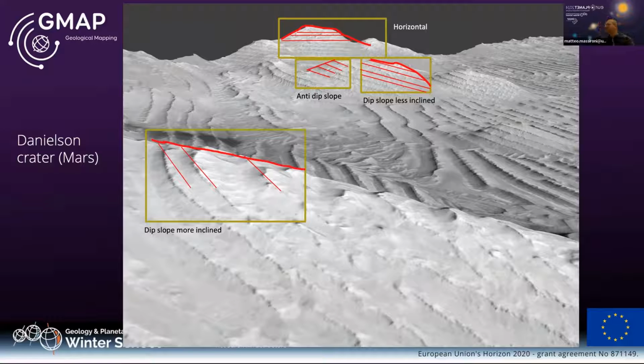And it is even clear here from the picture that we may have a kind of angular unconformity between this part with the horizontal stratification and this part with inclined stratification. And it is also clear that the stratification is more or less with the same orientation and same inclination from here to the foreground. But the interaction with the topography is different. And so we have anti-dip slope, more inclined, and dip slope, less inclined.